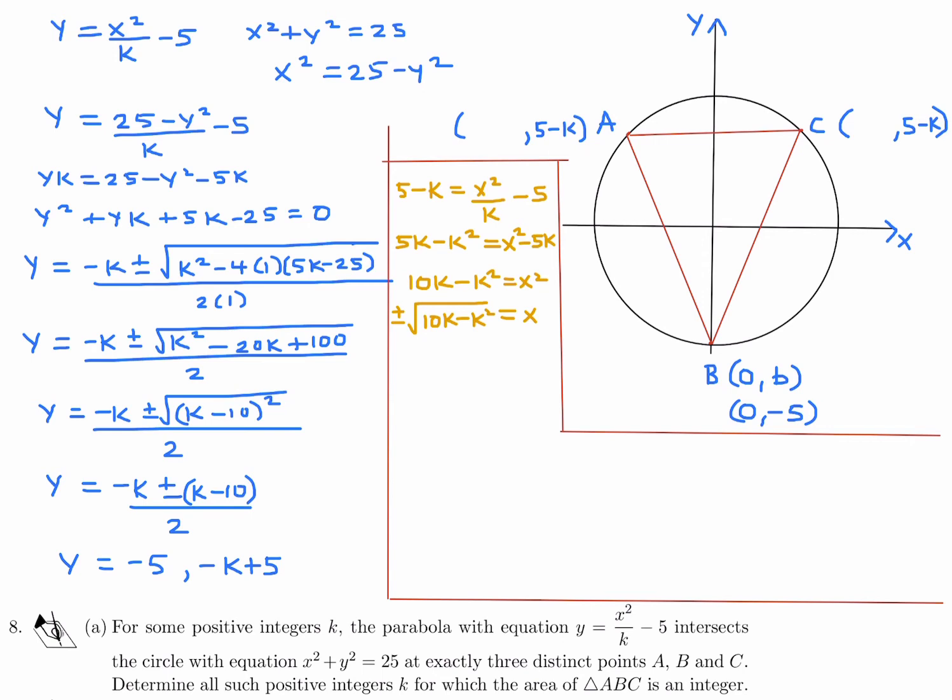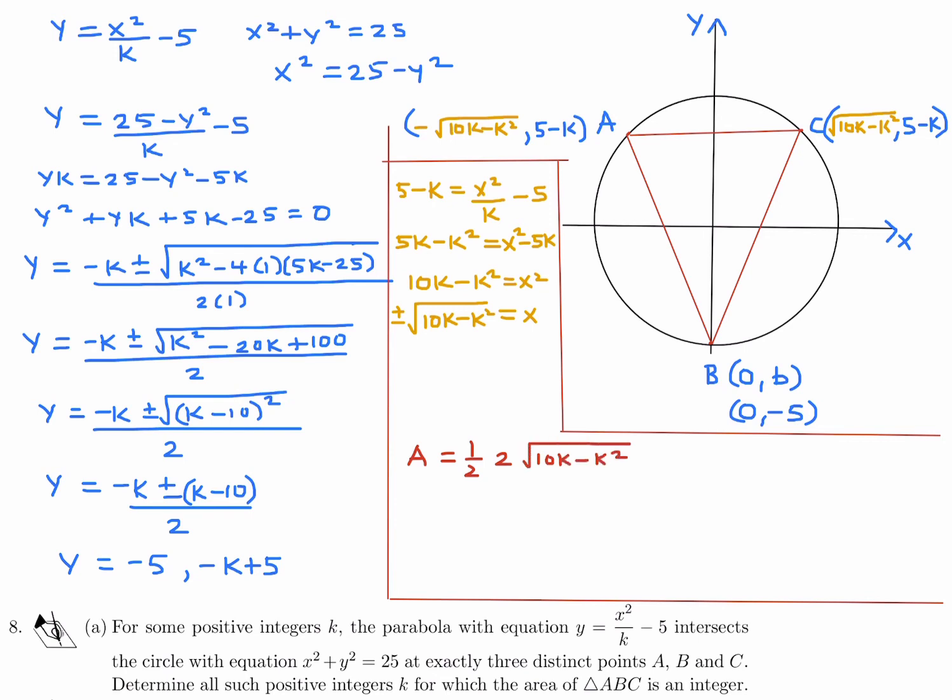So that means this guy here is going to be positive 10k minus k squared, and this one obviously is the negative one, the negative of the square root of 10k minus k squared. All right, now we're ready for the final step, which is the area. The area of that triangle obviously is 1/2 base times height. The base is the distance from there to there, and that's just going to be 2 times the value of x, which is the square root of 10k minus k squared.